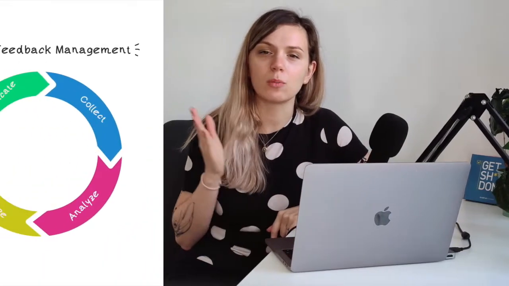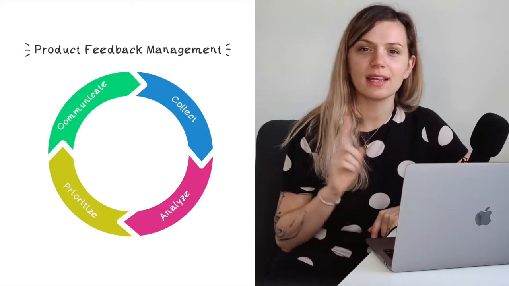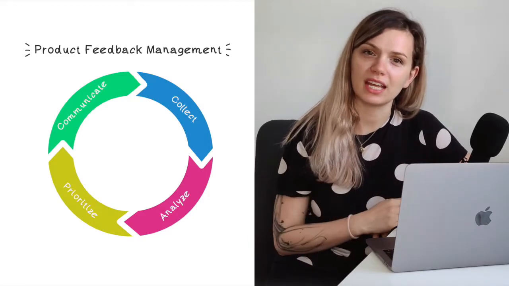So before I show you how to create your feedback management and prioritization in Jira and Foxly, let's have a look at the feedback lifecycle. We defined our product feedback lifecycle by these 4 stages: collect, analyze, prioritize, and communicate.